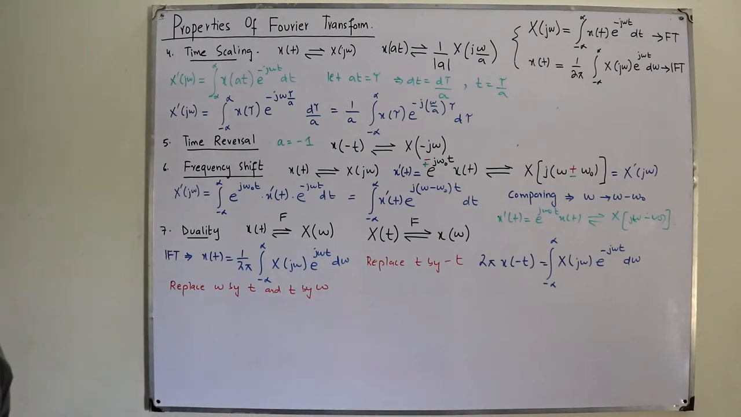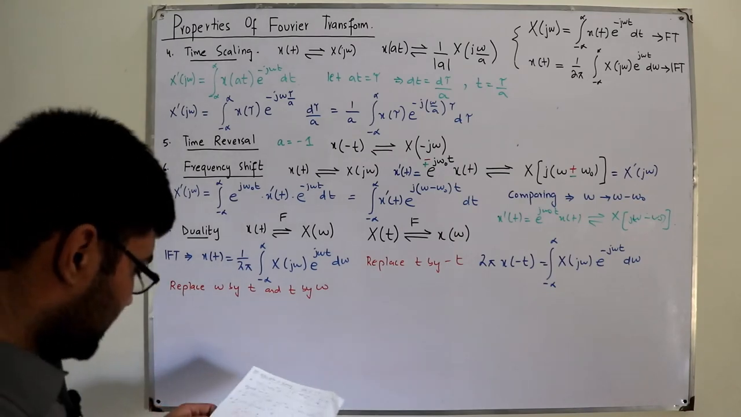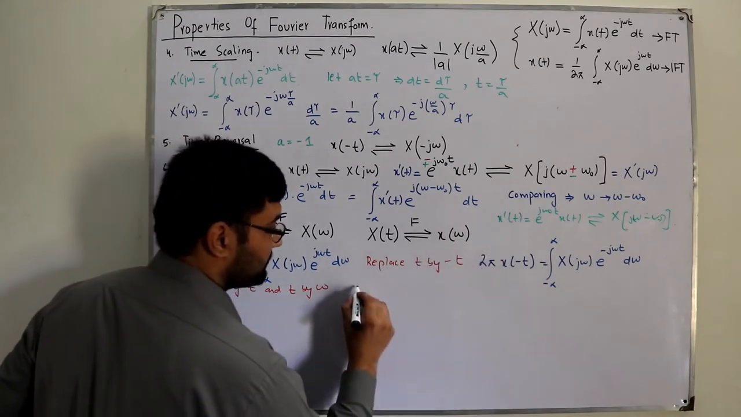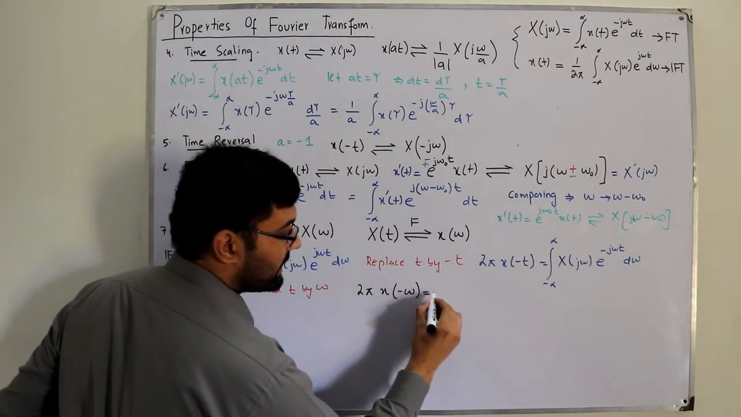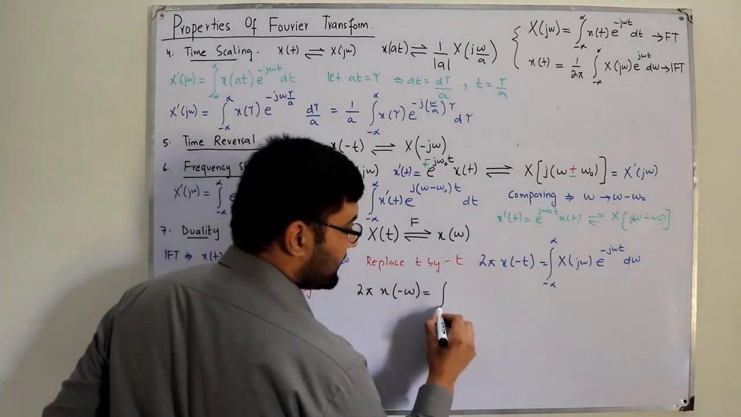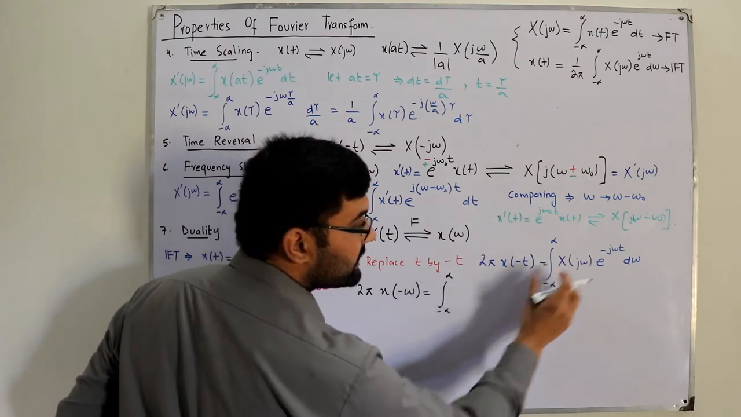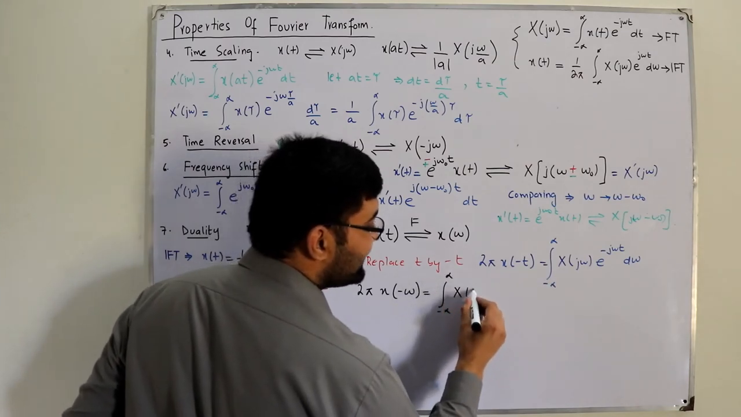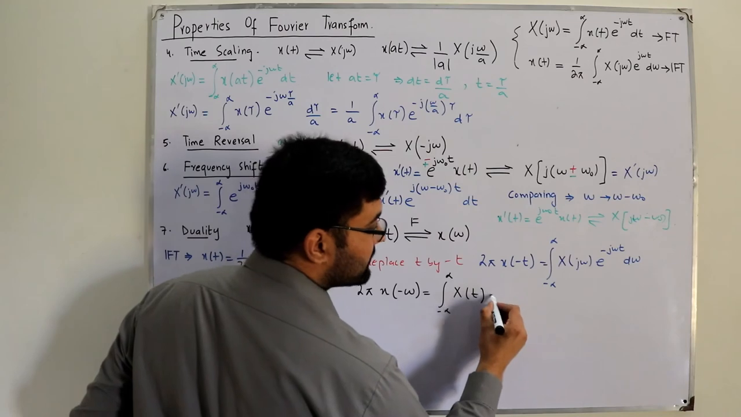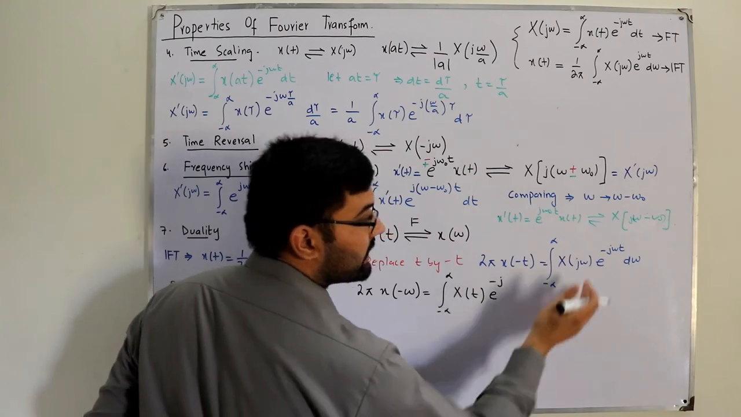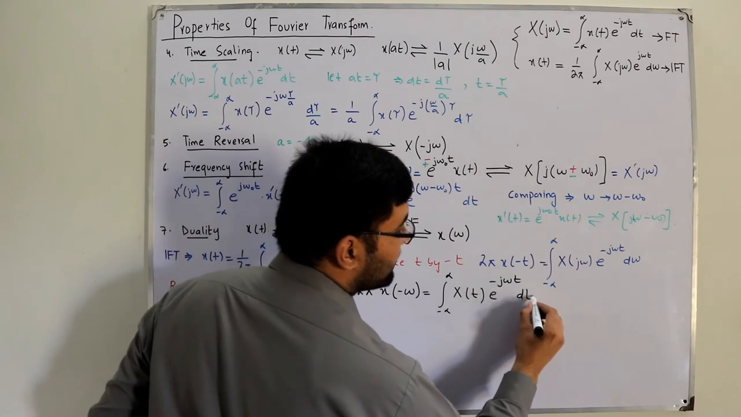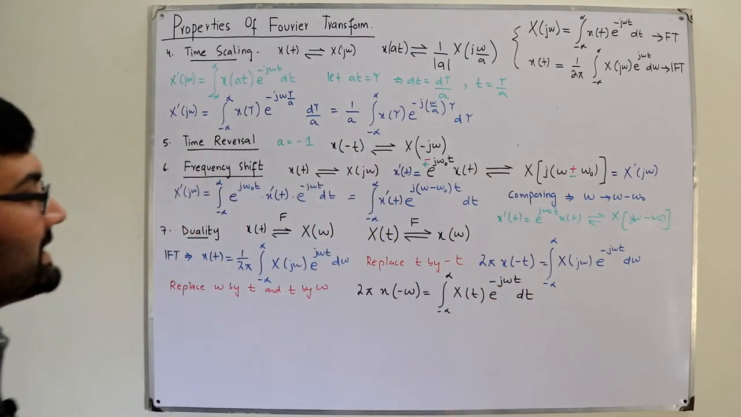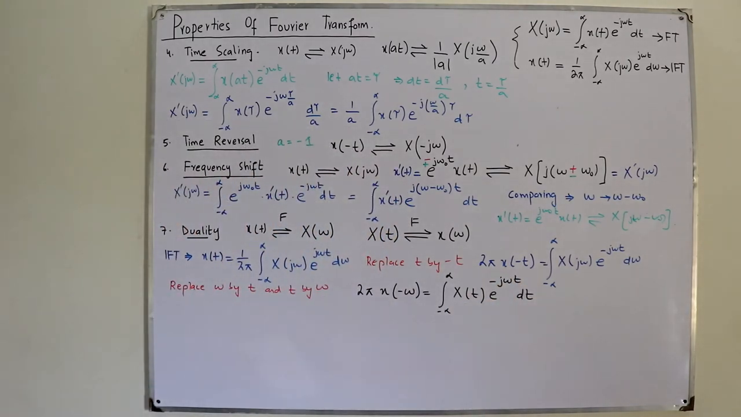I finally write it over here that I have 2 pi x of negative omega, and this would equal what? The integration from negative infinity to positive infinity of x of t times an exponential of negative j omega t, the integration with respect to t. So this is something that I have got.